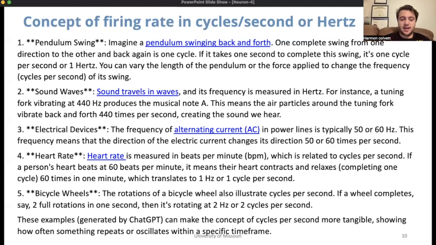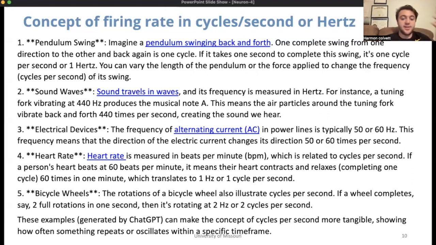We have different ideas, and depending on what you've covered in your class, if you have the opportunity to get a pendulum and you can actually count the number of times it swings back and forth, that'd be very good. Sound waves, if you've talked about radio waves, that'd be excellent. Electrical devices, again, if you've talked about these things, it's very good. You can cover them. Some very simple ones.